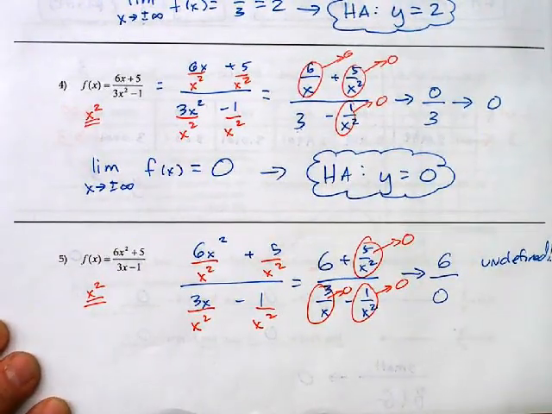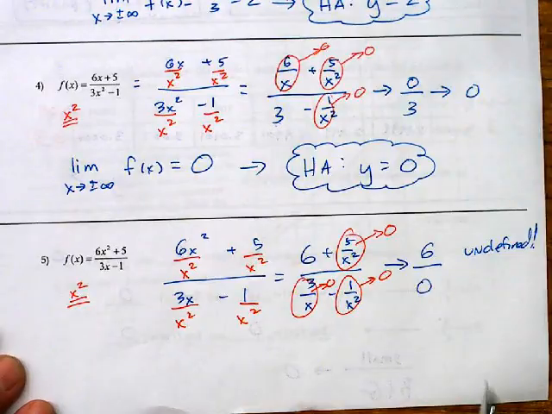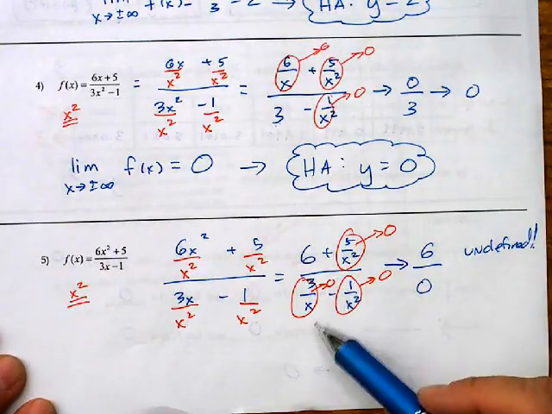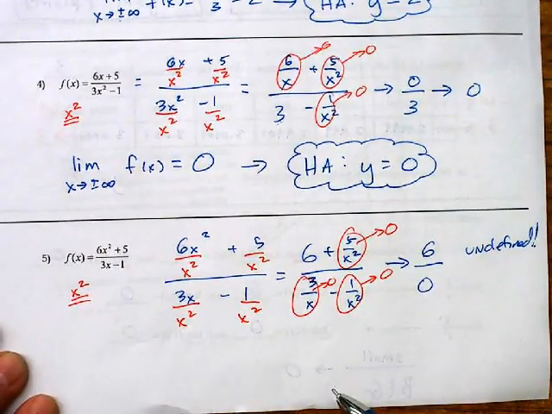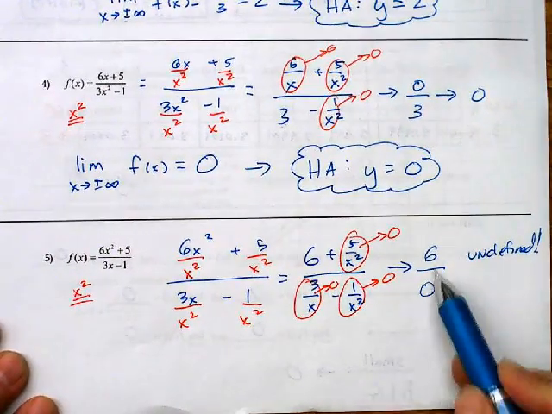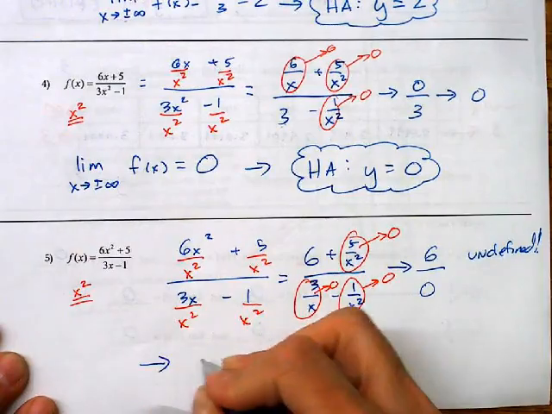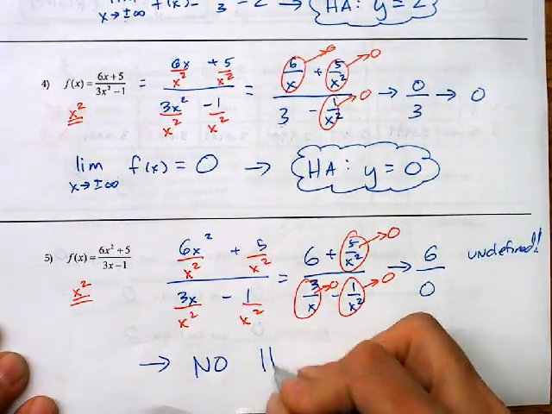And since there's no value for that division, there's no limit when we analyze plus and minus infinity that we can come up with. And that means there is no horizontal asymptote.